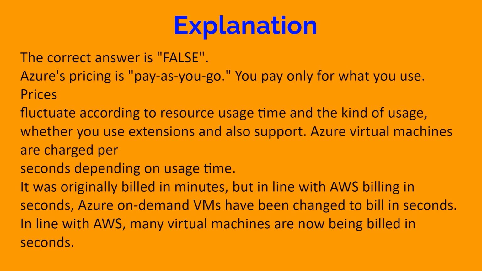Azure's pricing is pay-as-you-go. You pay only for what you use. Prices fluctuate according to resource usage time and the kind of usage, whether you use extensions and also support. Azure virtual machines are charged per second depending on usage time. It was originally billed in minutes, but in line with AWS billing in seconds, Azure On-Demand VMs have been changed to bill in seconds. In line with AWS, many virtual machines are now being billed in seconds.